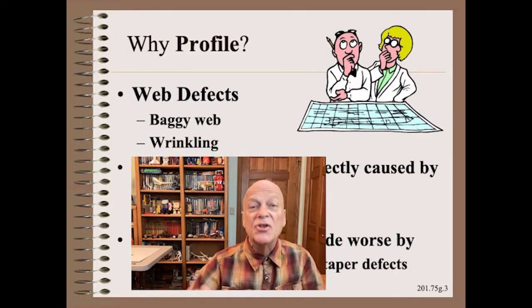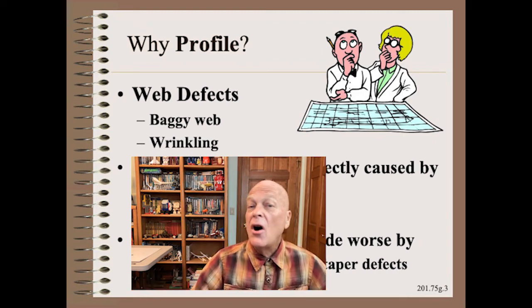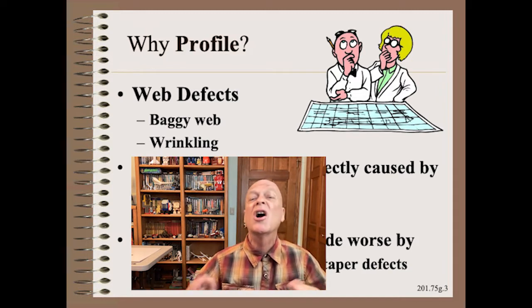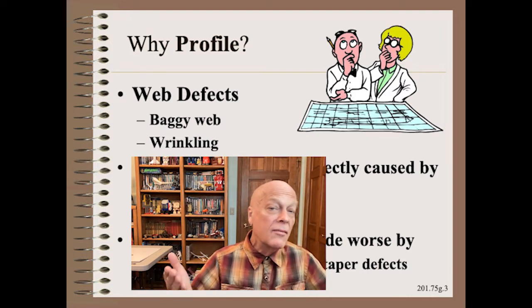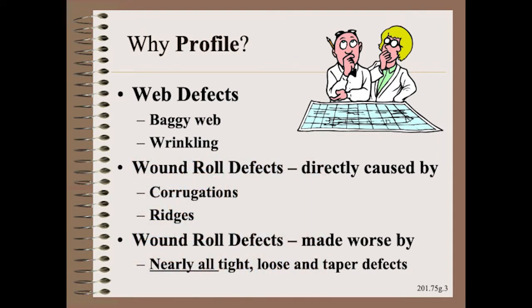The motivation to master profile is compelling. It is usually the cause of baggy webs and often the cause of wrinkling, both of which are truly devastating and chronic web defects. However, profile variations are even more destructive to wound rolls. Nearly all tight, loose, and taper defects are made worse by profile variation, and a few, such as corrugations, are directly caused by and can only occur in the presence of certain profile variations.